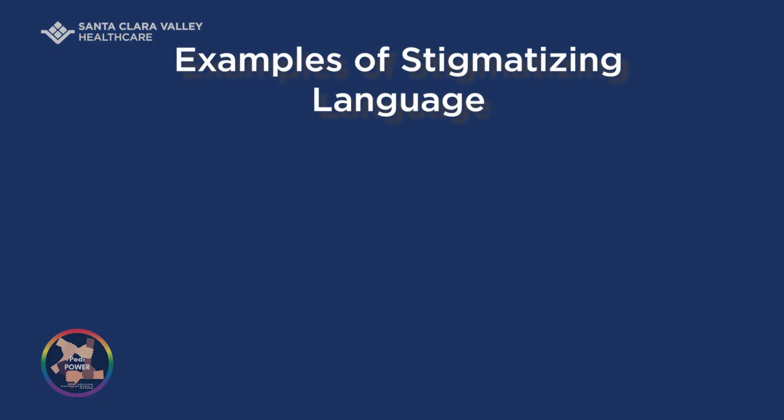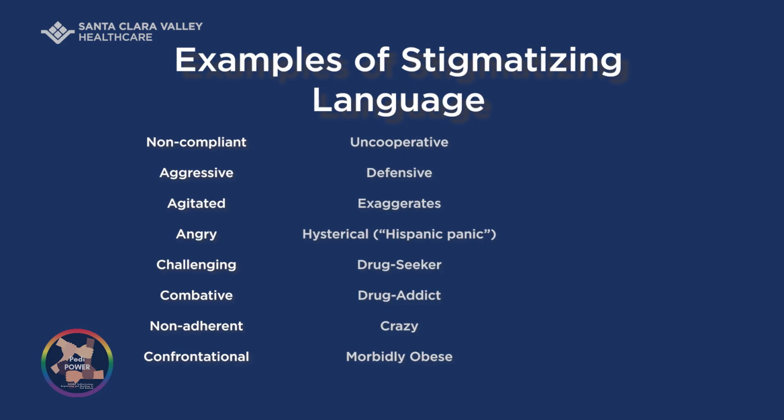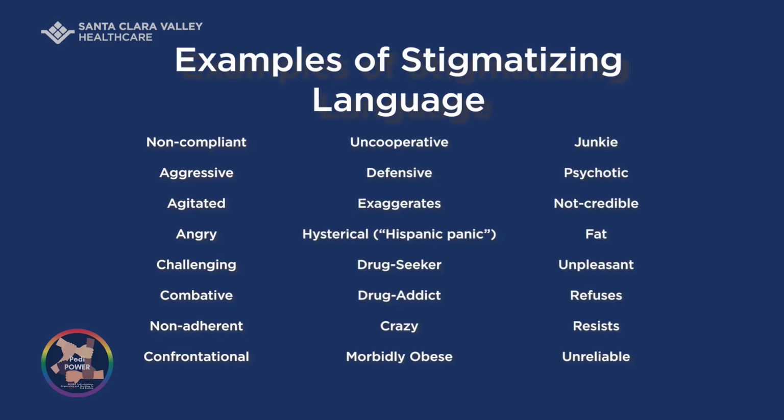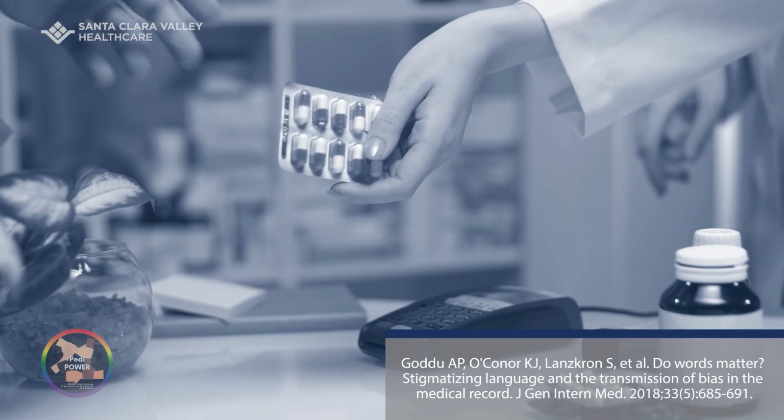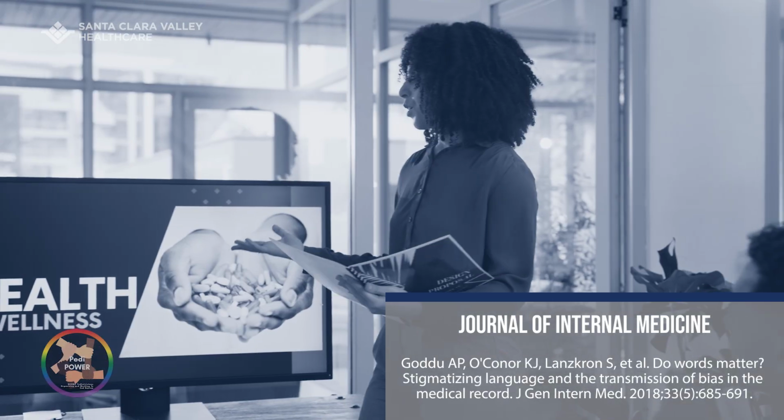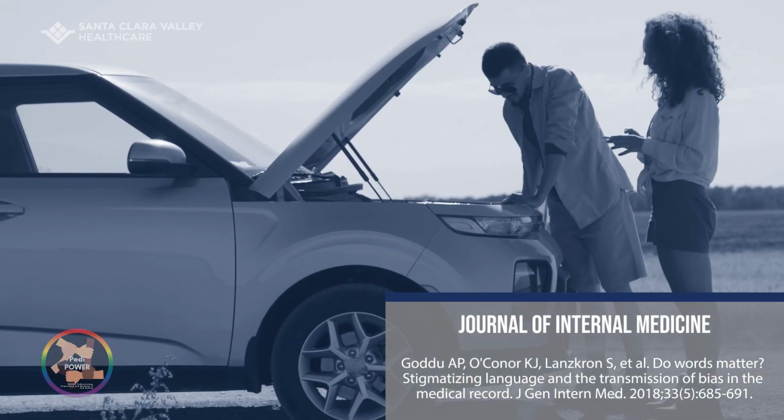Now you may be thinking, aren't these just semantics? But here's what happens when we use stigmatizing language. When we label a patient as non-compliant, we reveal an assumption that the problem lies solely with the patient, overlooking barriers like medication costs, health literacy, or transportation issues. This creates confirmation bias, which means that future providers look only for evidence confirming that narrative.